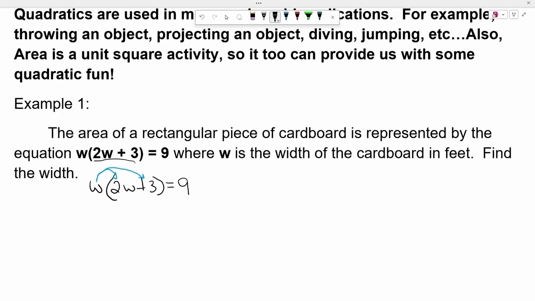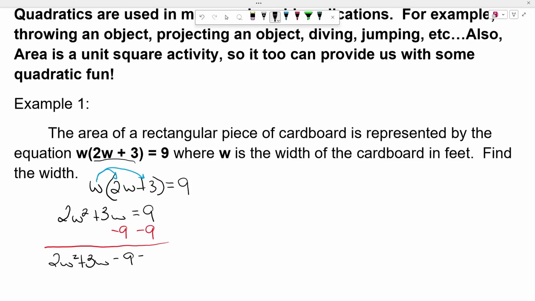So I now have 2W squared plus 3W is equal to 9. I'm going to move the 9 from the right side to the left side by subtracting 9 from both sides of the equation. So I now have 2W squared plus 3W minus 9 is equal to 0.